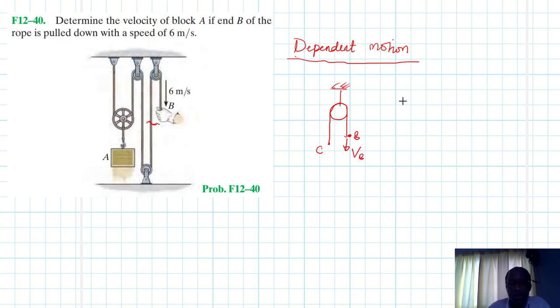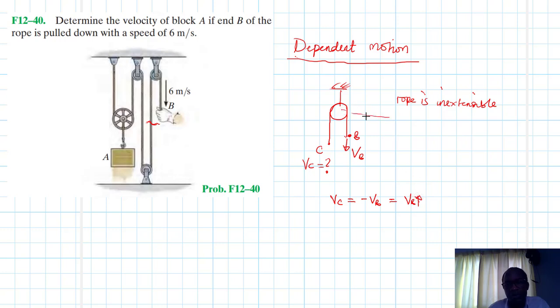So assuming the rope is inextensible, it cannot extend. So what do you think will be the velocity at the end C? What do you think this velocity will be? Of course, you expect velocity C to be equal to minus velocity B, which is equal to just VB going up, right?